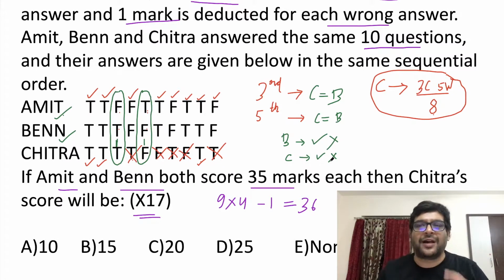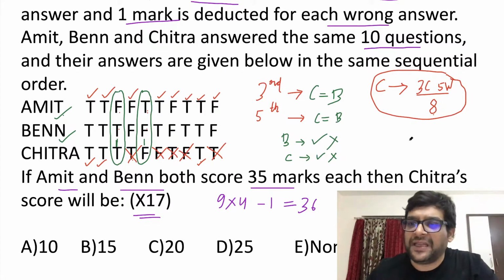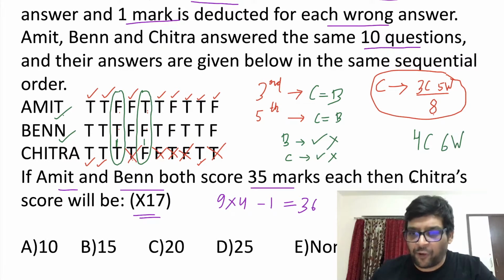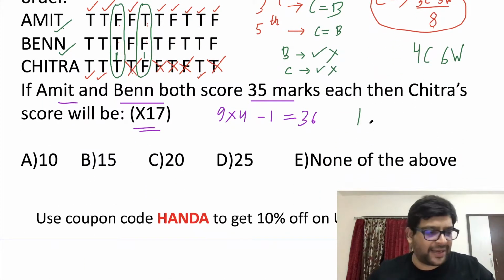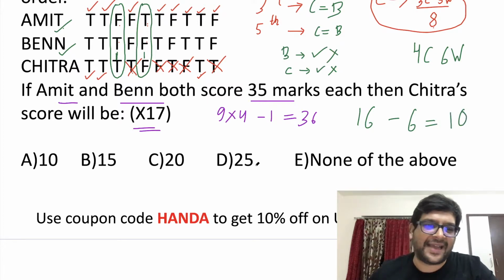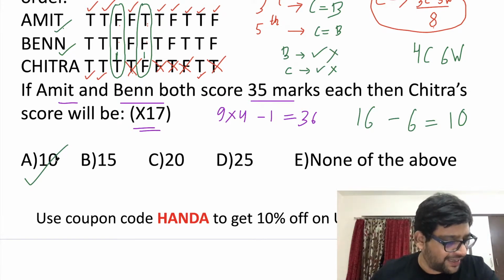So Chitra will also have 1 correct and 1 wrong, which means the total for Chitra will be 4 correct and 6 wrong. If it is 4 correct, she will get 16 points. For the 6 wrong, 6 points will be deducted. And her overall total score is going to be 10, as Shreya mentioned. And your answer will be option A.